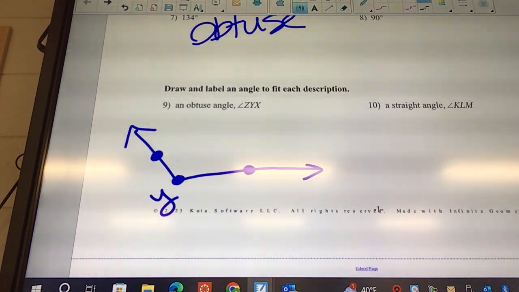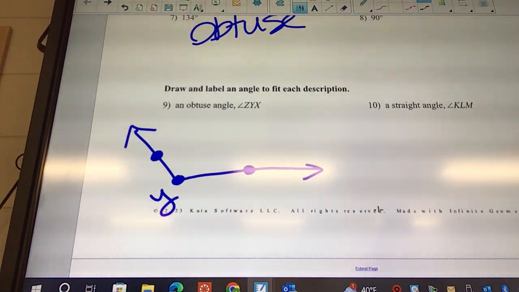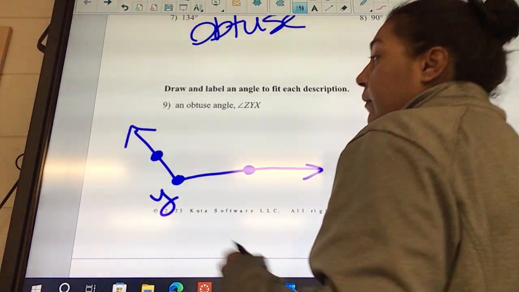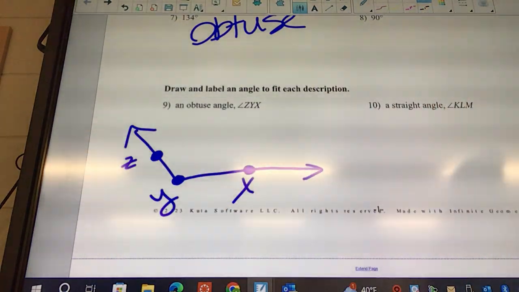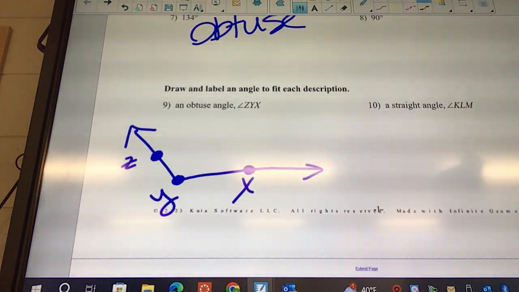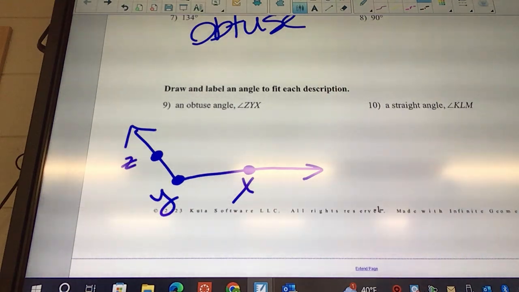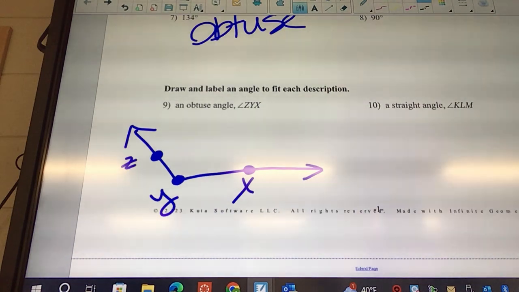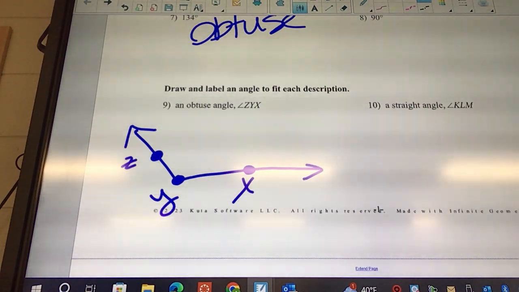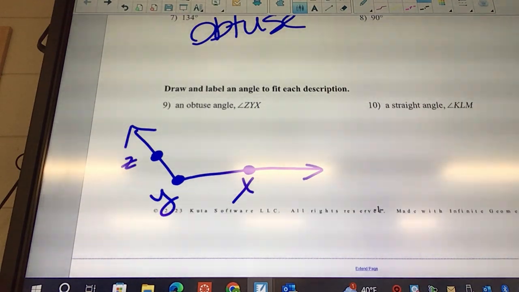What is the Y called though? What's the fancy word for that? Nobody? What's the fancy word for the Y called? Oh, it's called like the vortex. Vortex is very close. It's the vertex. But good job. I didn't hear anybody else answering. Well, they gave one.